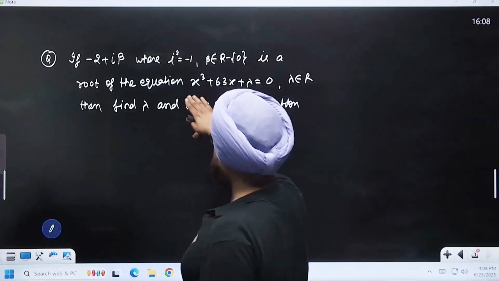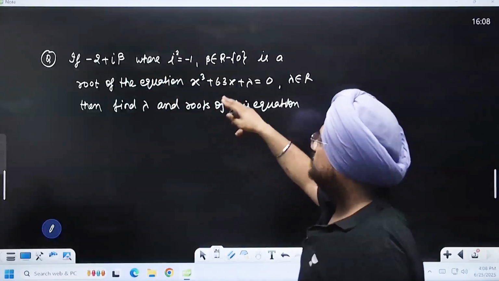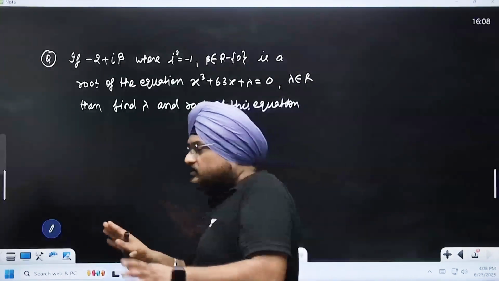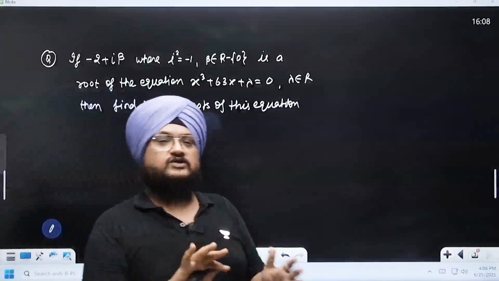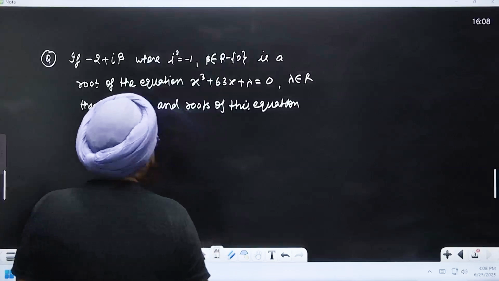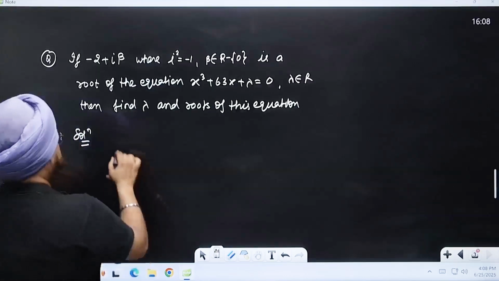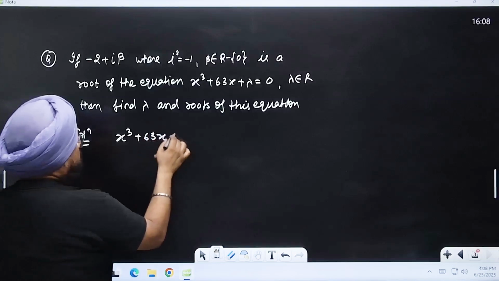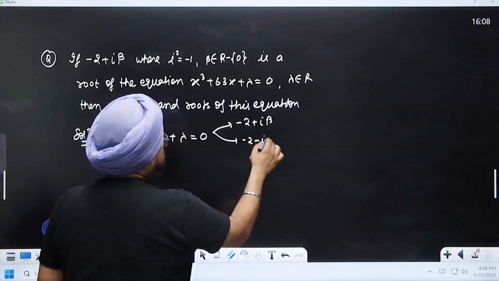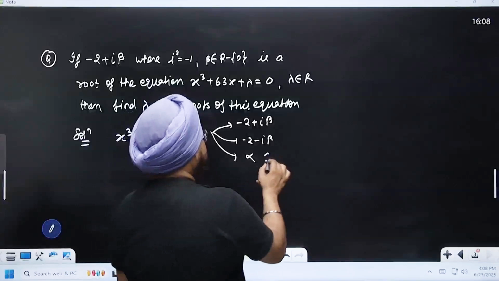So here we are to follow that minus 2 plus iβ is a root, then minus 2 minus iβ will be another root. If β is 0, then we cannot say that if minus 2 plus i0 is a root, then minus 2 minus i0 will also be a root. Okay. So the roots are minus 2 plus iβ, minus 2 minus iβ, and another root, let's consider it as α, where α is a real number.